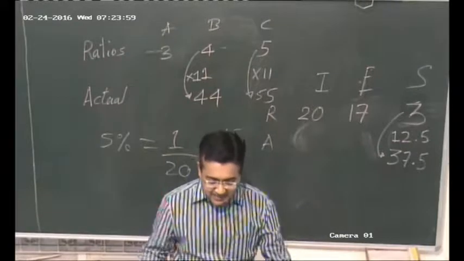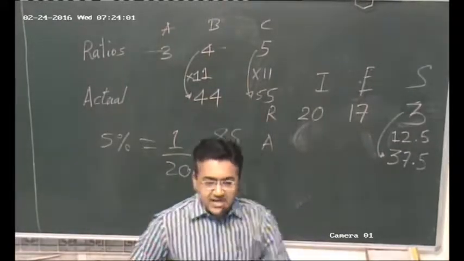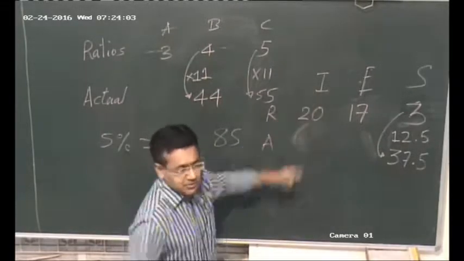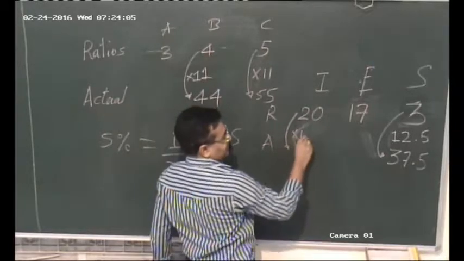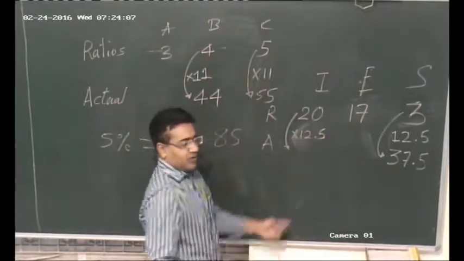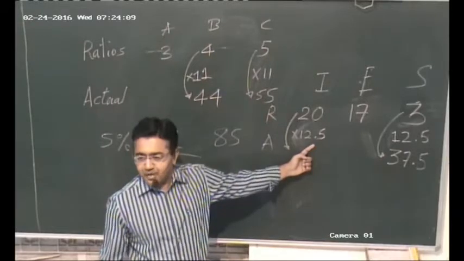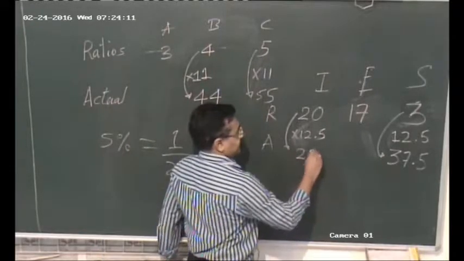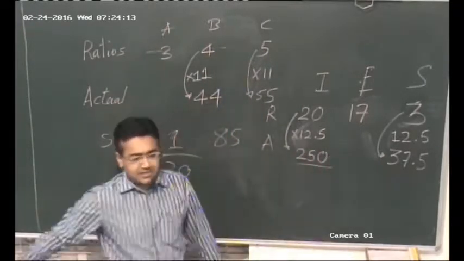And as a result, what is he asking? He is asking you his salary, which is basically this income. So if I multiply this ratio by 12.5, what is double of 12.5? 25. So that makes it 250 rupees as his salary.